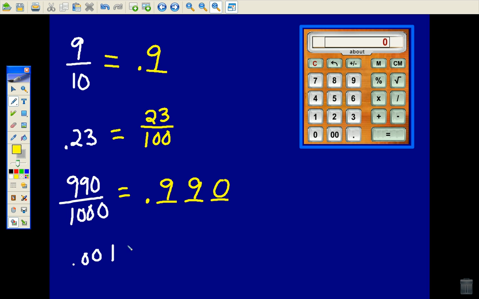Try this decimal by yourself. Push pause. Okay, I see 1 piece, which would be my numerator. This is my tenths, hundredths, thousandths, so I put down 1,000. 1,000th.